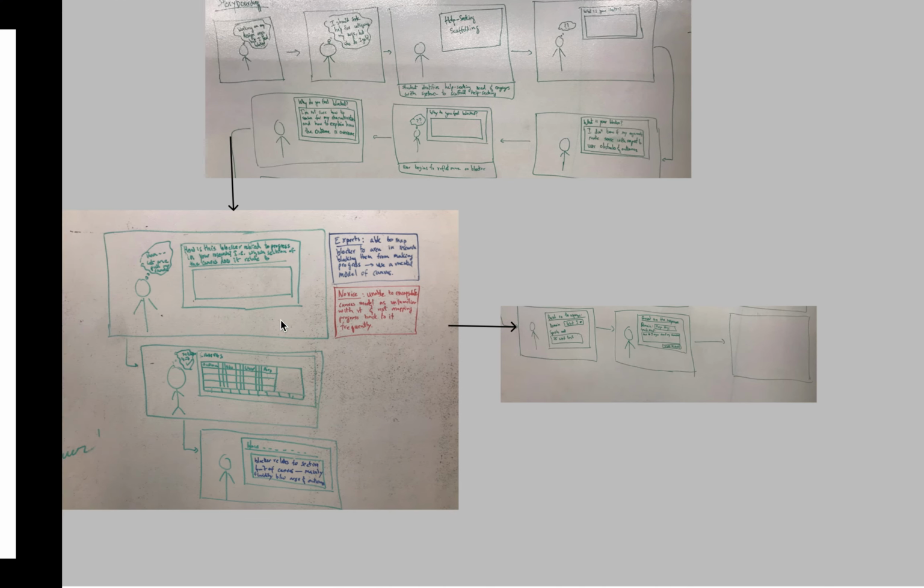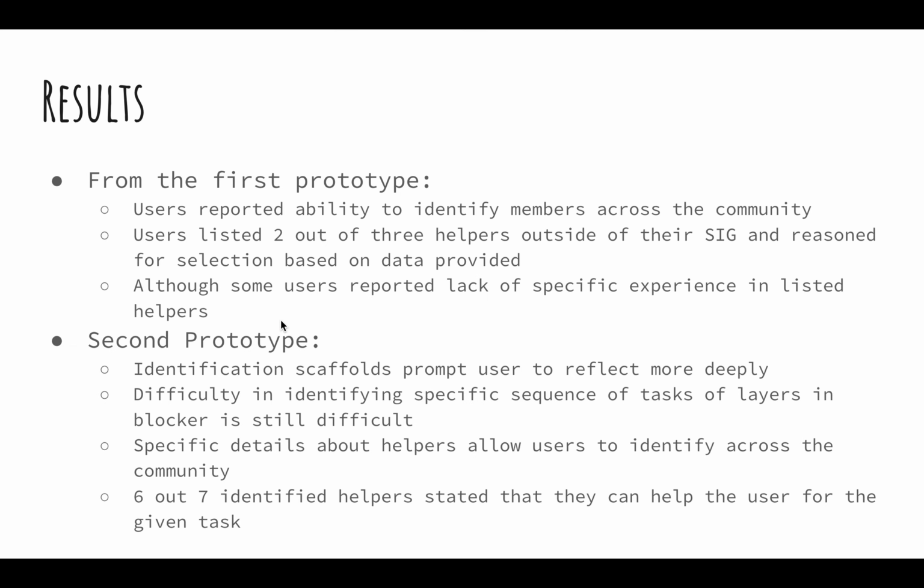And the findings from the first prototype are that we were able to see that the users are actually able to identify members across the community. The users listed 2 out of 3 helpers outside of their special interest group, so they're broadening identification and they're able to see other people's experiences.